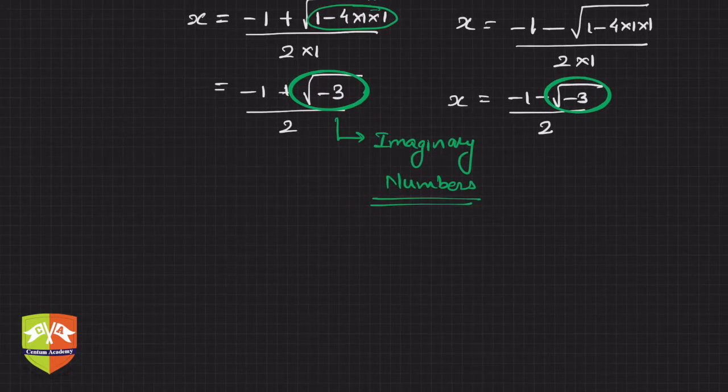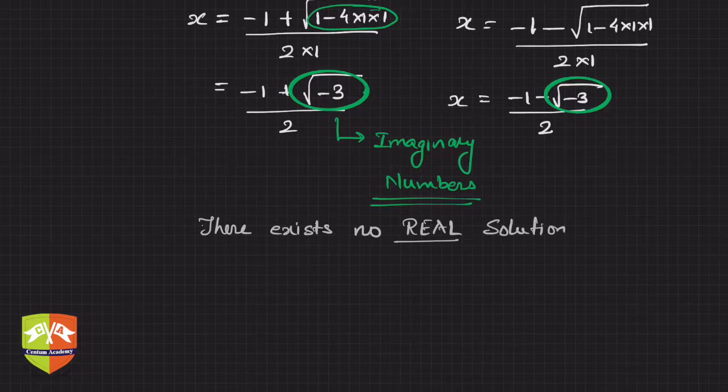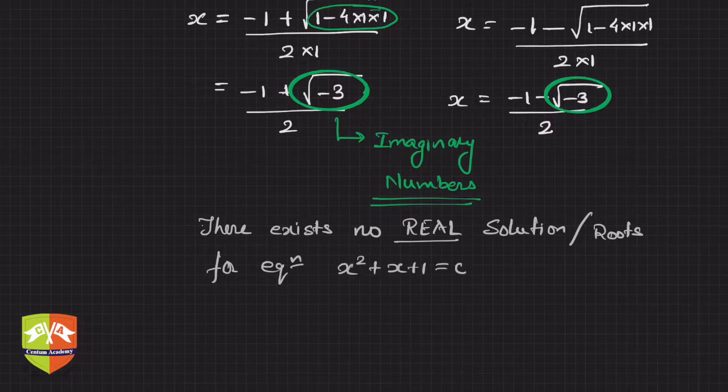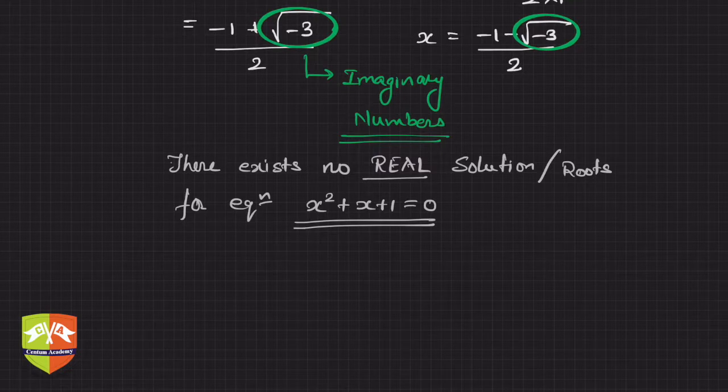So what the inference is: there exist no real solution slash roots for the equation x square plus x plus 1 equals 0, correct? This is what the inference is. So generalization will mean, would there be some more equations where the roots are not real? Yes, there could be many more.